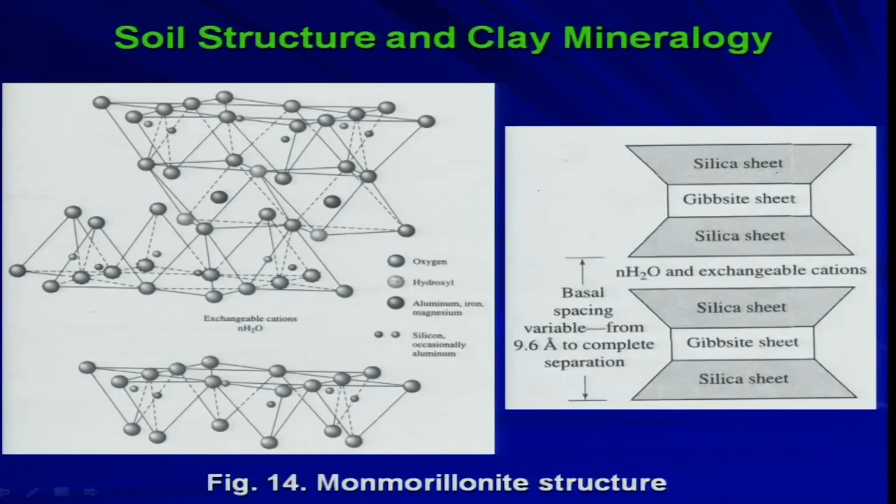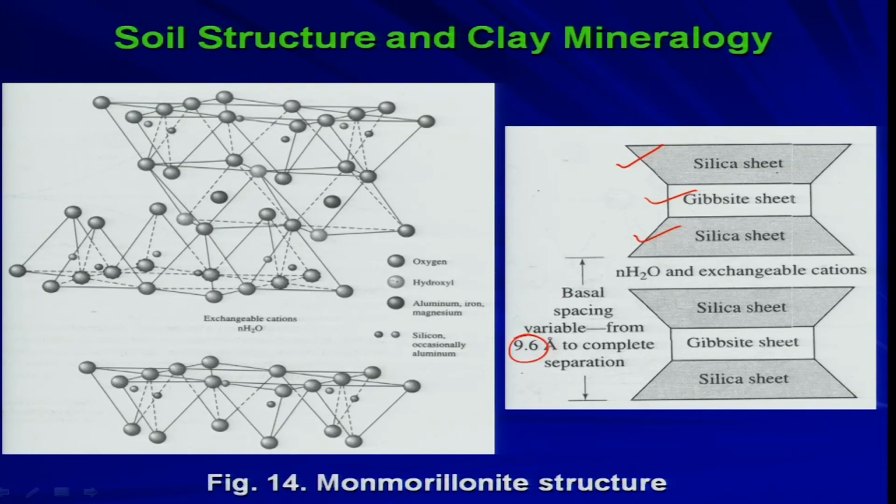Now, if you see the structure, symbolically we can say this is your first silica sheet and this is your second silica sheet, and this is your alumina sheet, or the gibbsite sheet, that is getting sandwiched between these two silica sheets, and the total thickness of the layer is 9.6 angstrom.